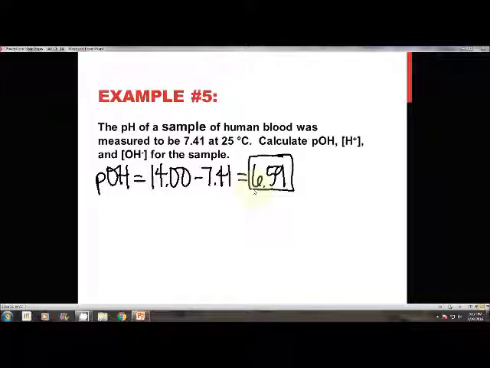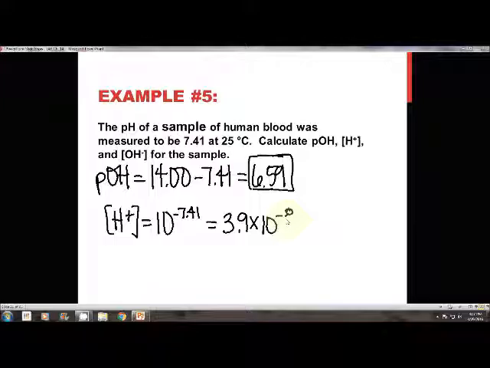Then, to figure out the H plus and the OH minus, we can take the anti-log. H plus will be easy because we already were given the pH. So that's 10 to the negative pH, so 10 to the negative 7.41. Use the 10 to the x button, don't use 10 caret. Use 10 to the x, it just makes life easier, okay? That equals 3.9 times 10 to the negative 8 molar.